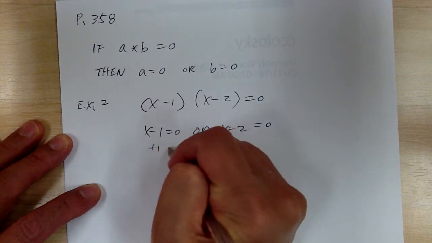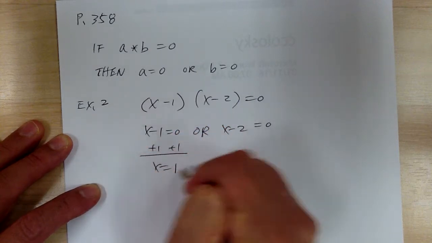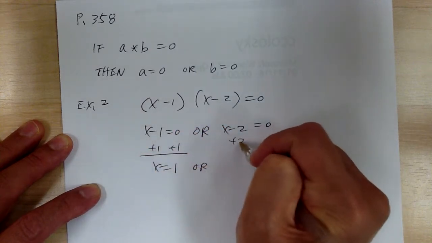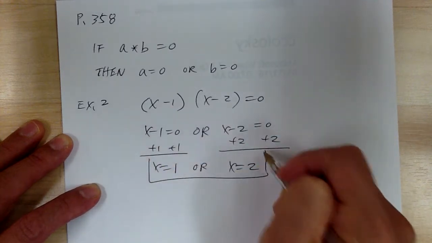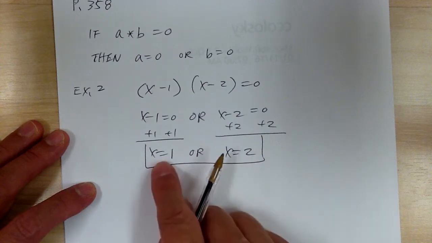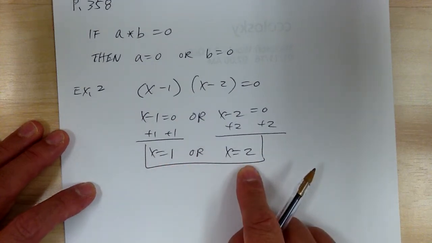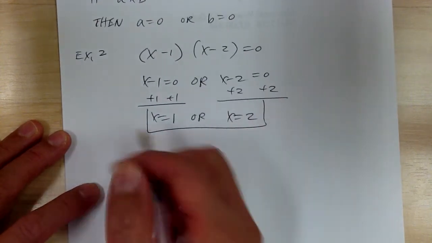So by plus 1 on both sides, you have x equal to 1, or you plus 2 on both sides, so you got x equal to 2. Okay. So you have x equal to 1 or x equal to 2. Now let's go to example 3.